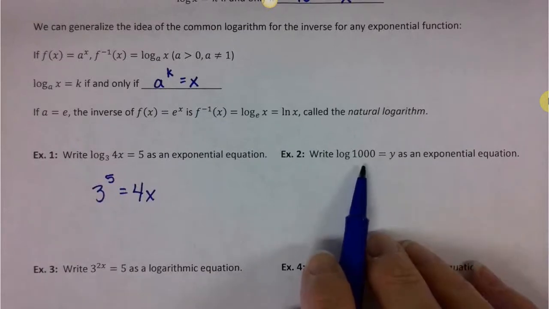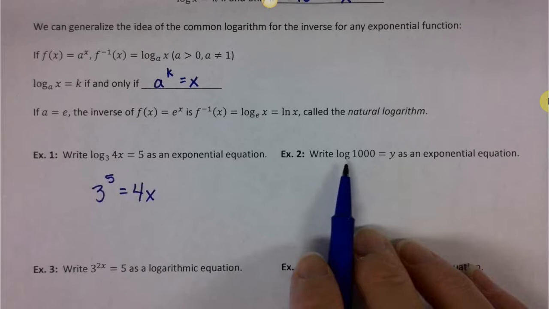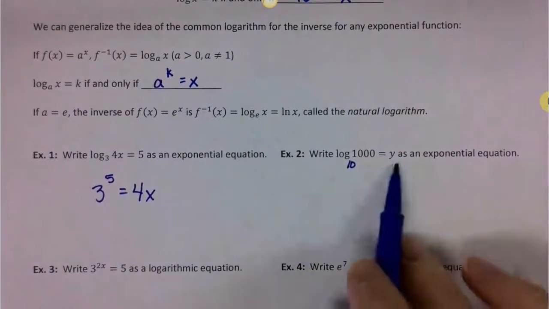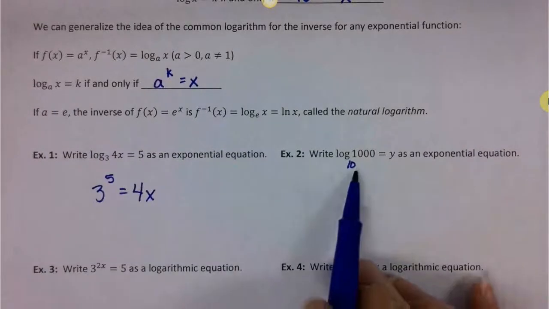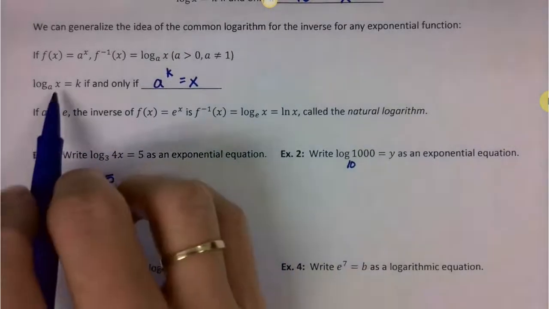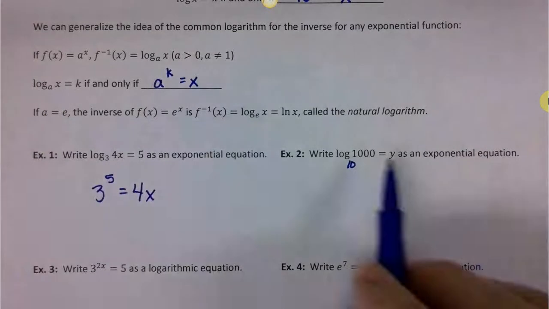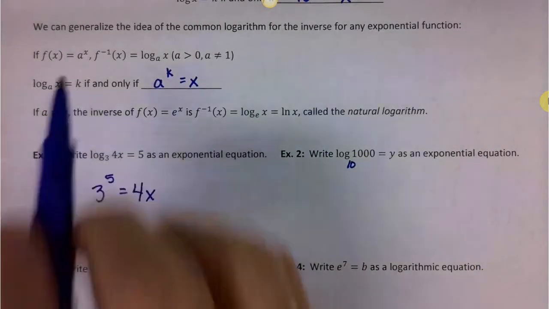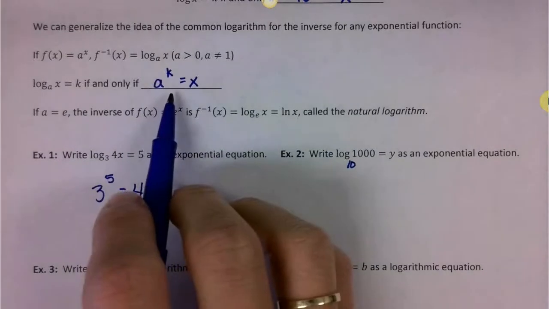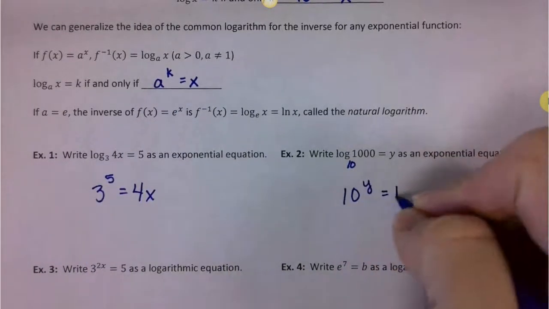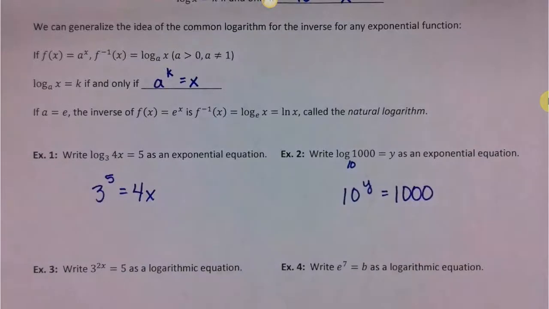Log of 1,000 is equal to y. Now remember, since there's no subscript here, this is understood to be base 10. So comparing this to our definition, 10 is in place of the base a, the 1,000 is in place of the x, and the y is in place of the k. So when we rearrange it as an exponential equation, it's going to look like 10 to the y is equal to 1,000.